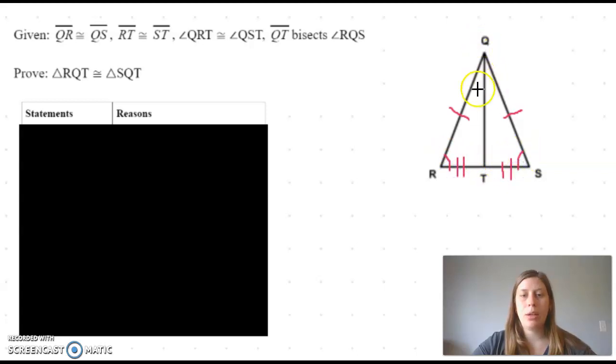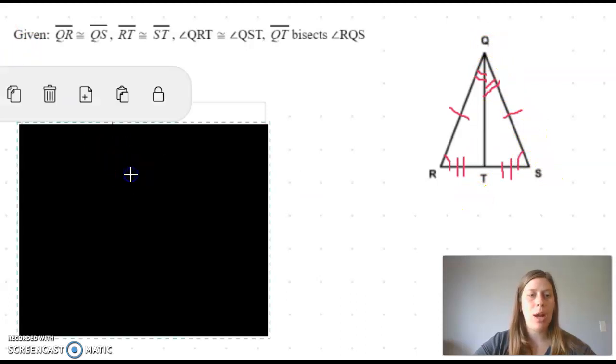And then it says that QT bisects angle RQS. So if you think about what that means, bisect was one of the words that you defined in the last assignment. So it cuts this angle equally in half. So we know that this angle, RQT, will be congruent to this angle, SQT. So we want to make sure as we're doing this that we're writing it down.